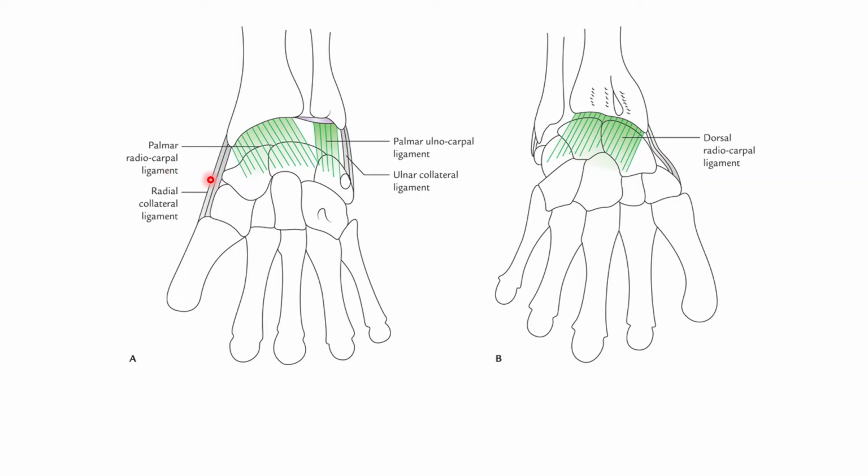The palmar radiocarpal ligament extends from the articular margin of the radius above and extends down to reach the scaphoid and the lunate. Whereas on the dorsal aspect, the dorsal radiocarpal ligament extends from the lower end of the radius, directs inferiorly and medially to reach the scaphoid, lunate and the triquetral bones.